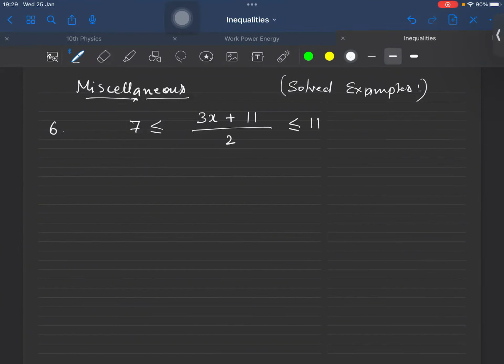3x plus 11 upon 2 should be lesser than 11. Okay, how are you going to solve it? You can write it separately. This is again a compound inequality. First equation: 7 should be lesser than or equal to 3x plus 11 upon 2. And the second one, you just write 3x plus 11 upon 2 should be lesser than or equal to 11. That's it. Now let's solve the first one.